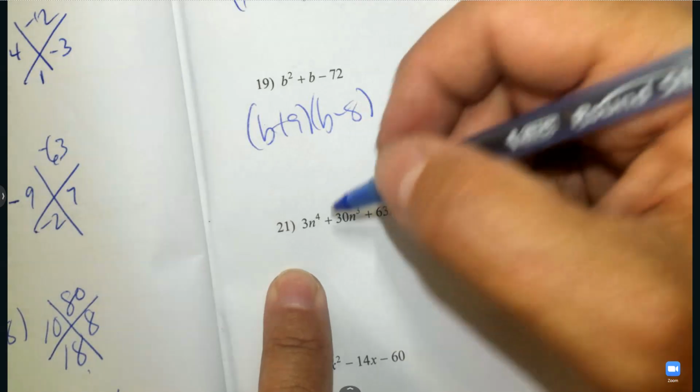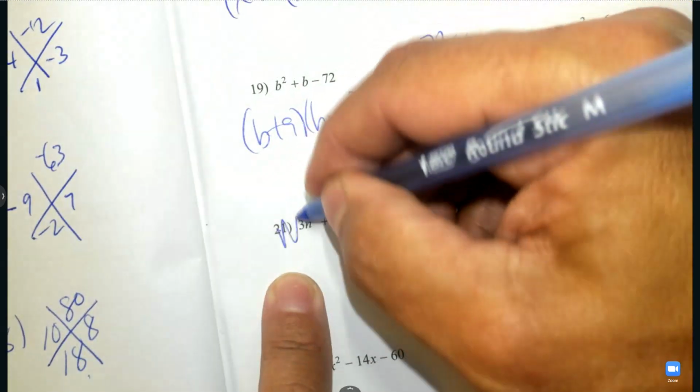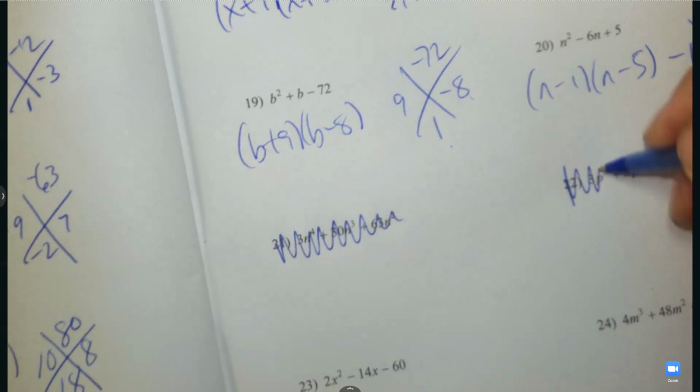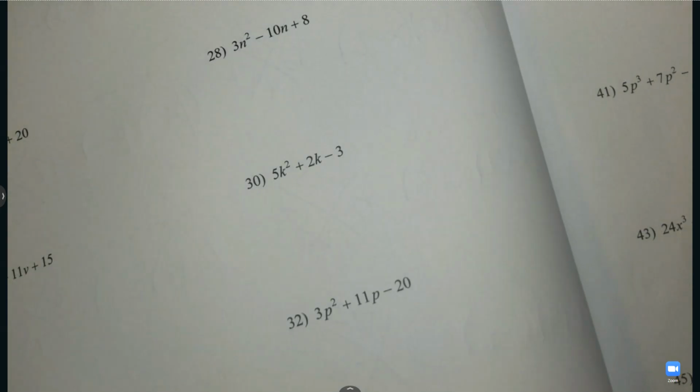All right, 20. Let's not do 21. 21, I'm gonna avoid. So we're just gonna avoid it. And even 22, I'm gonna avoid. What are we doing? So number 23. Let's see the ones I want to do.